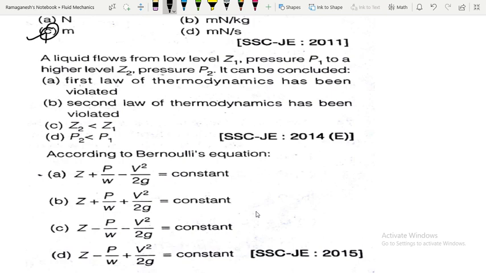So first law of thermodynamics has been violated and the second law of thermodynamics has been violated, and Z2 less than or equal to Z1 and P2 less than P1, சரியா? So இங்க இந்த pressure கம்மியா இருக்கும், ஆப்ஷன் டி தான், சரியா? ஏன்னா லோ லெவல்ல இருந்து இப்போ ஹை லெவல் போறோம், pressure level will be low, சரியா? So pressureல லோ லெவல்ல இருக்கையில அதிகமா இருக்கும், ஹையர் லெவல் போகையில pressure கம்மியா இருக்கும். So P2 will be less.